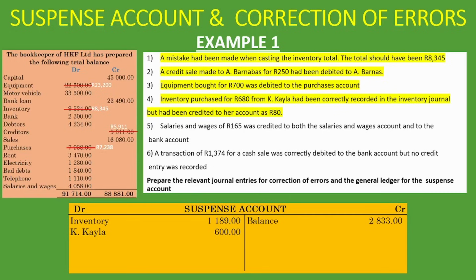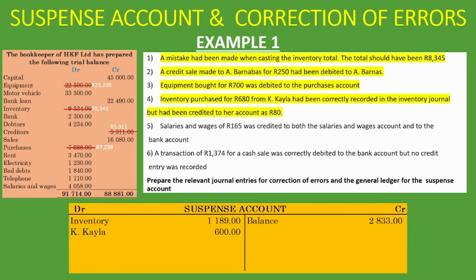Salaries and wages of 165 Rand was credited to both the salaries and wages account and to the bank account. Okay, so what happened here? We paid salaries and wages of 165 Rand. Alright, and we're supposed to debit salaries and wages 165 Rand because salaries and wages is our expense, and credit our bank account because our bank account is decreasing. But what did we do here? Well, we credited both the salaries and wages account and the bank account. So the bank account is correct because we're supposed to credit it anyway.